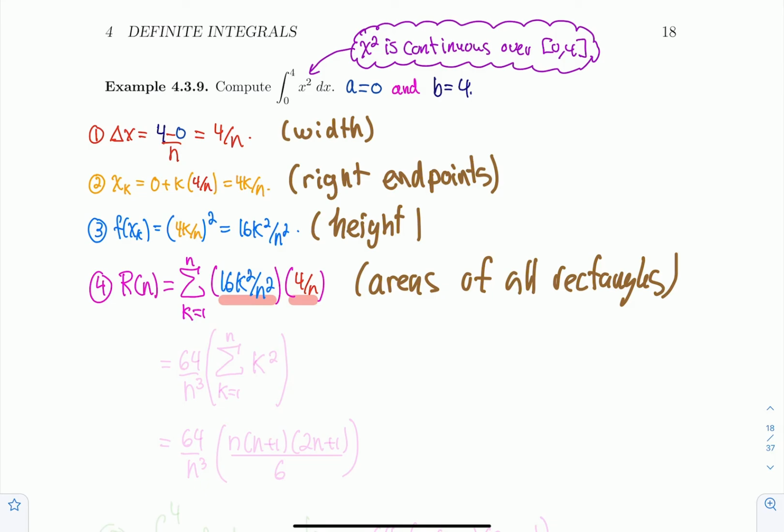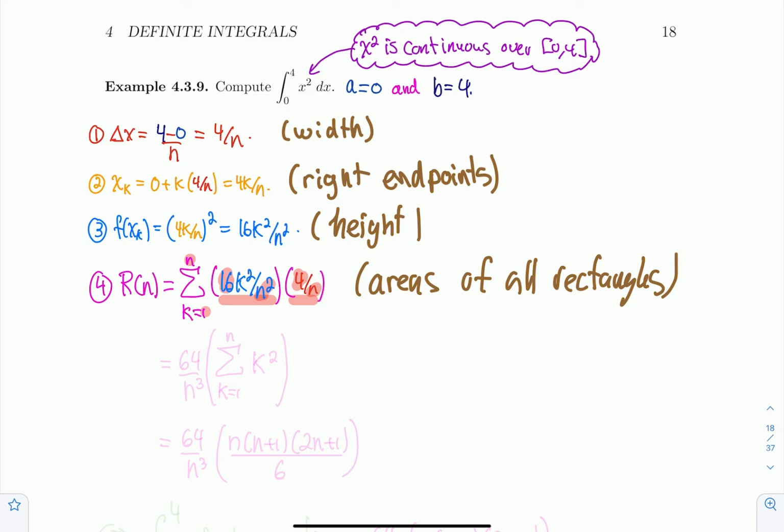And here, when you're playing with summations, the sigma notation, anything that does not depend on k, because k is the only thing changing in these summations, you can factor outside of your sigma. So here the 16, the 4, the over n squared, and the over n, all of those are just coefficients that are not changing. You can factor this outside of your summation, and then this simplifies to the following equation.